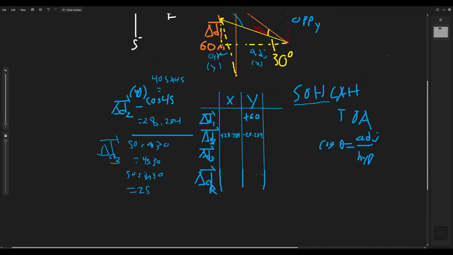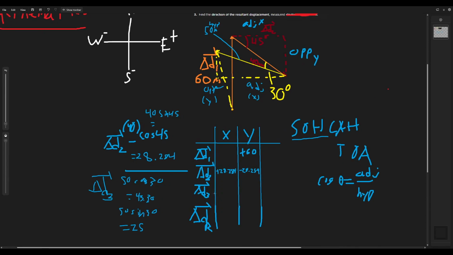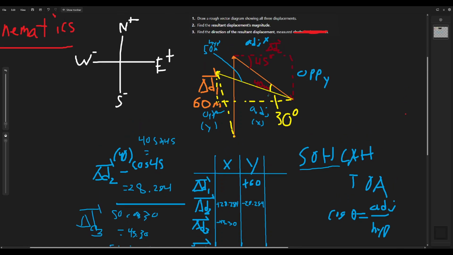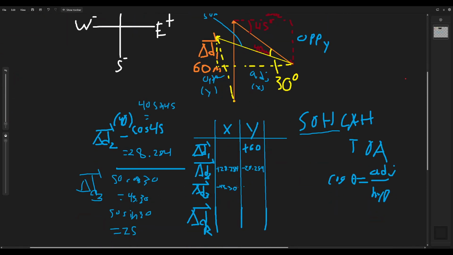Now let's determine if these are going to be positive or negative. The x is going west, so this is going to be negative: minus 43.30. And then our y is actually going up. It says north here. It's going up, so this is going to be plus 25.